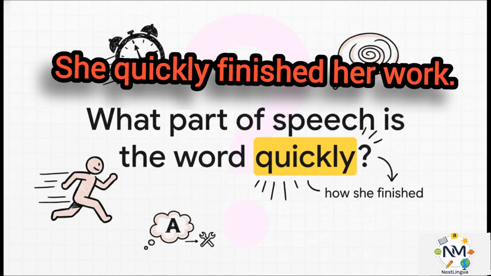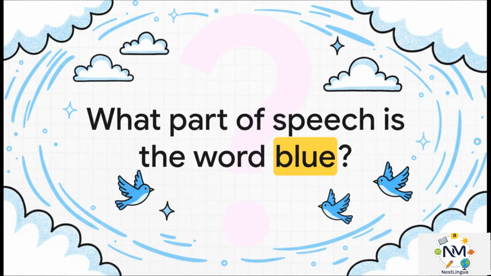Okay, first one. The sentence is, she quickly finished her work. What do you think quickly is? I'll give you a second. It's describing how she finished her work, right? So that makes it an adverb. Nicely done. All right, here's the next one.